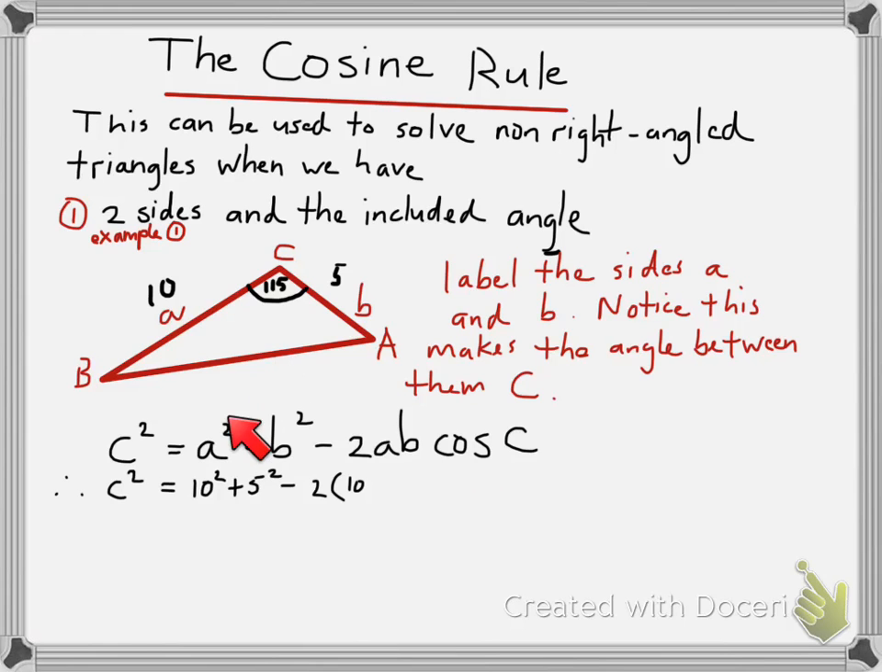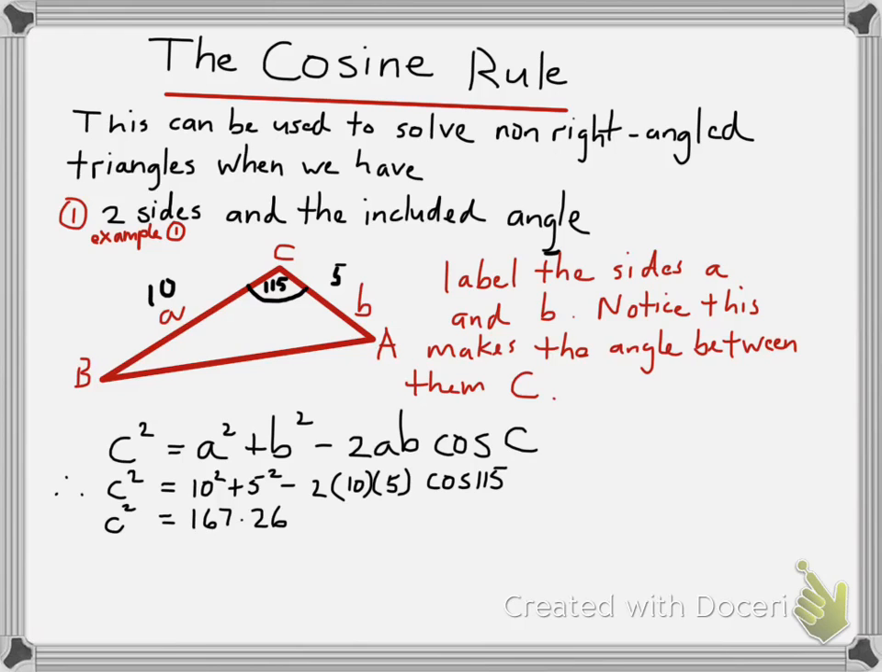So c squared equals a squared plus b squared. So that for us is the 10 squared plus the 5 squared. We take away twice their product, twice 10 times 5, and we finish with cos of c, which is cos of 115. So the letter that we finish with is the same as the letter that we start with. It's just that this letter here represents a side, and the letter at the end represents an angle.